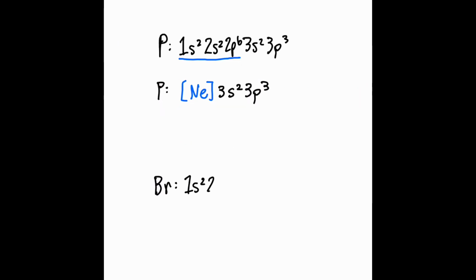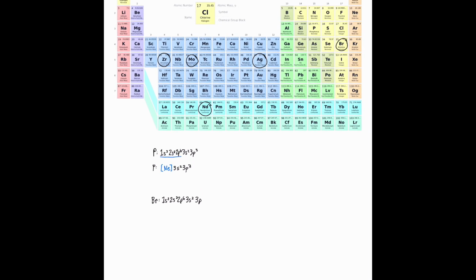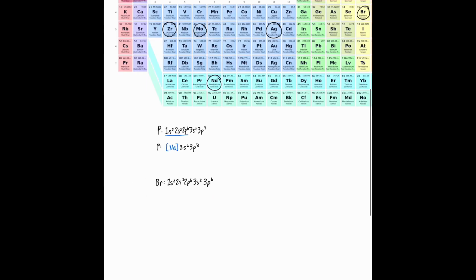So, all right, we know it's going to be 1s2, 2s2, 2p6, 3s2, 3p. Yep, and again, just kind of speeding through it. 1s2, 2s2, 2p6, 3s2, 3p6. Then we're going to be at 4s2.